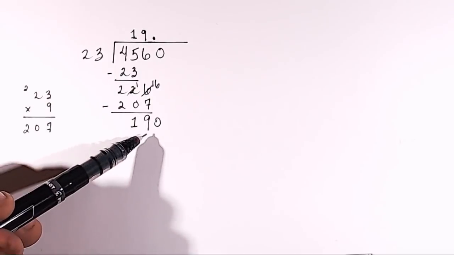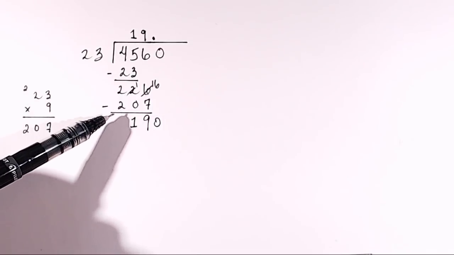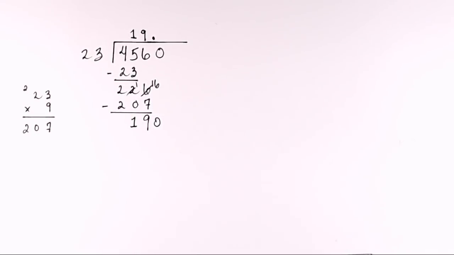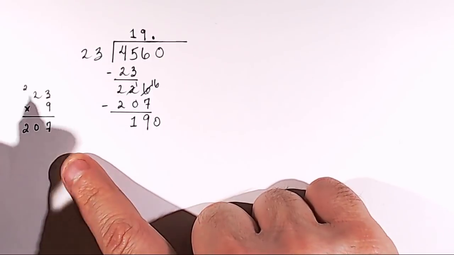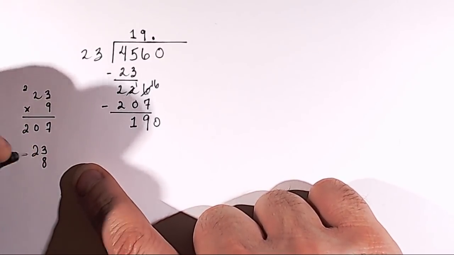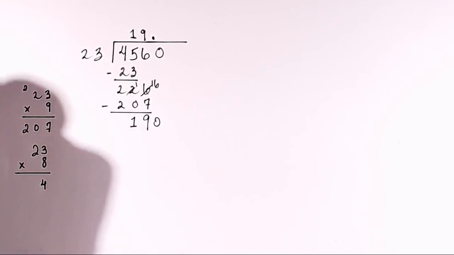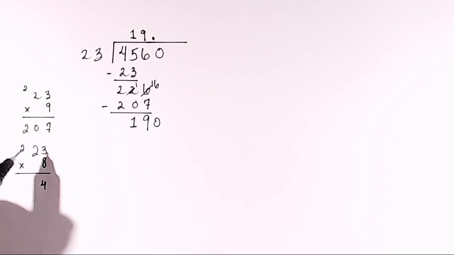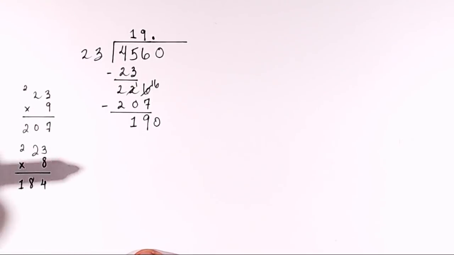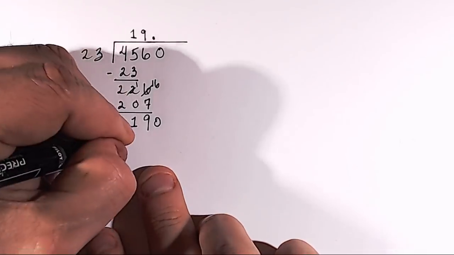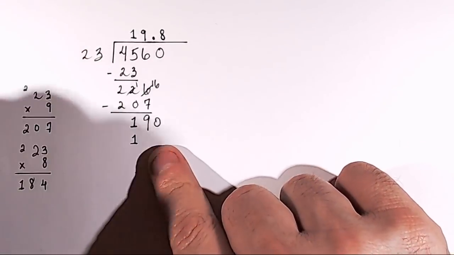How many times does 23 go into 190? Well, if 9 times 23 was 207, what is 8 times 23? Would that be really close but not exceeding 190? I don't know. I could multiply 23 times 8 and just see. So 3 times 8 is 24. Write the 4, carry the 2. 2 times 8 is 16, 17, 18. That's 184. All right, so that's as close as I'm going to get to 190 without going over it, so I better write an 8 here. 8 times 23 is 184.